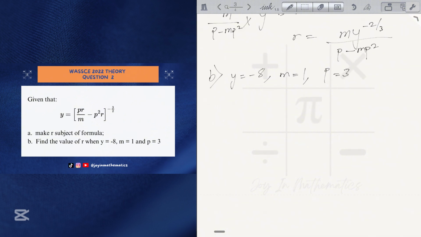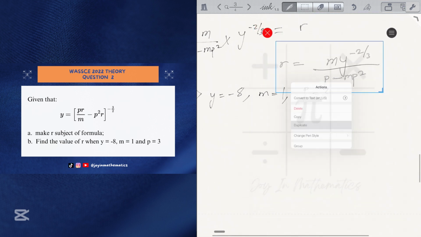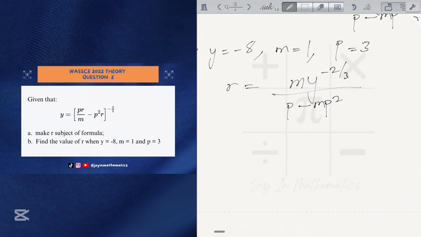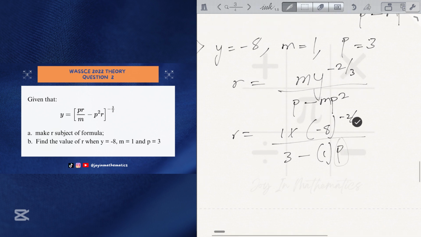So to find the value of r, we'll just use the expression that we derived. Let's duplicate this. Wherever we see m, we change it to 1, wherever we see y, we change it to minus 8, and p will be changed to 3. So m is 1 multiplied by y, which is minus 8 raised to the power minus 2 over 3, divided by p, which is 3, minus m, which is 1, multiplied by p squared, which is 3 squared.